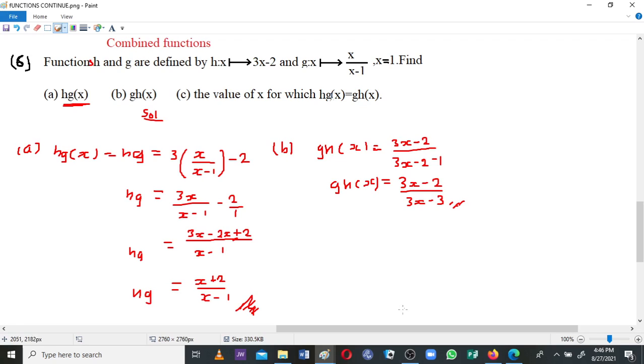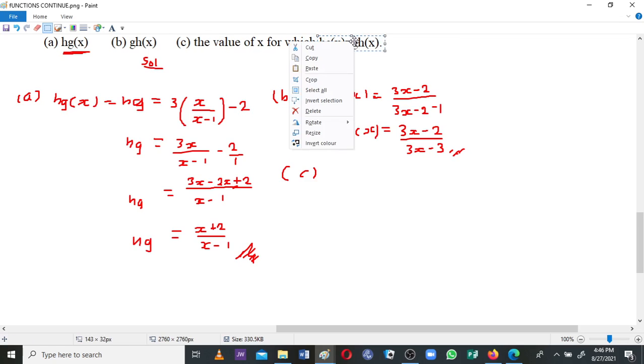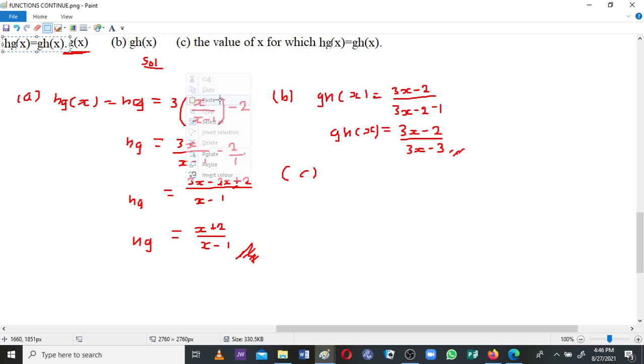Right? Now we have the question, this one, which is our C. Now in question C, let's just get this question so that you can see it properly here. What we need to do is find the value of x for which hg(x) is equal to gh(x).